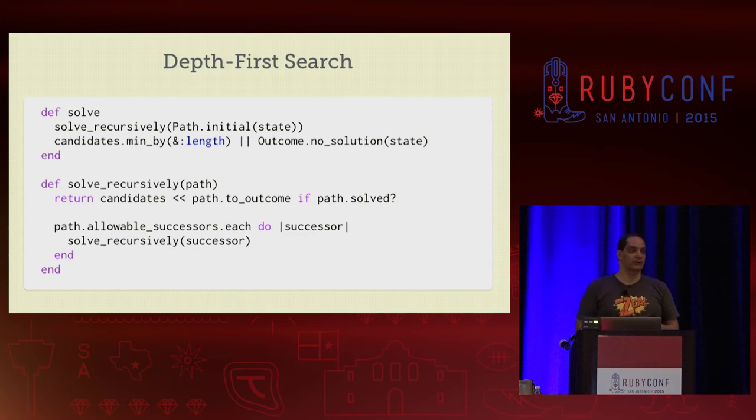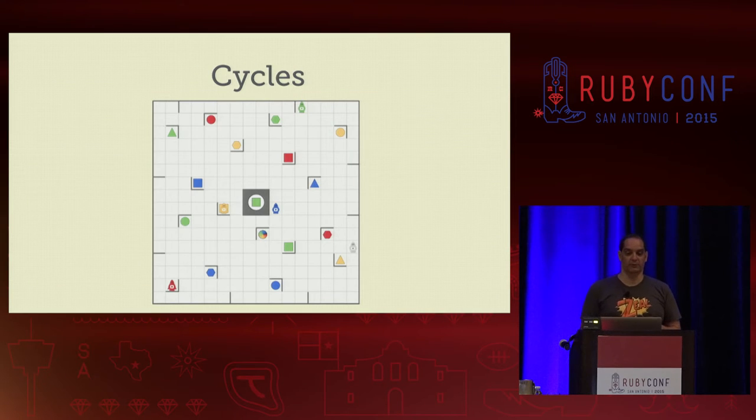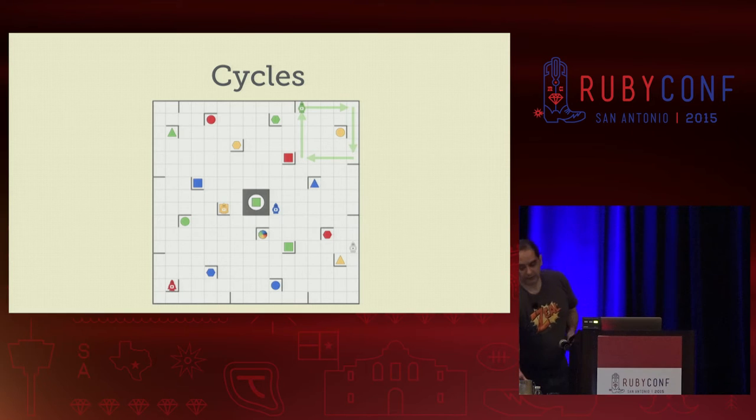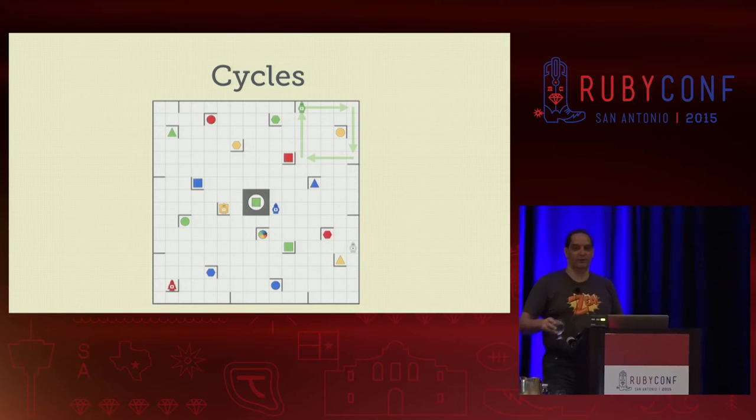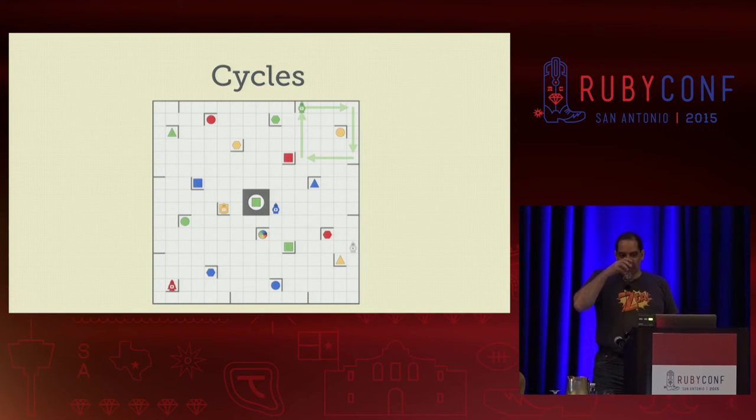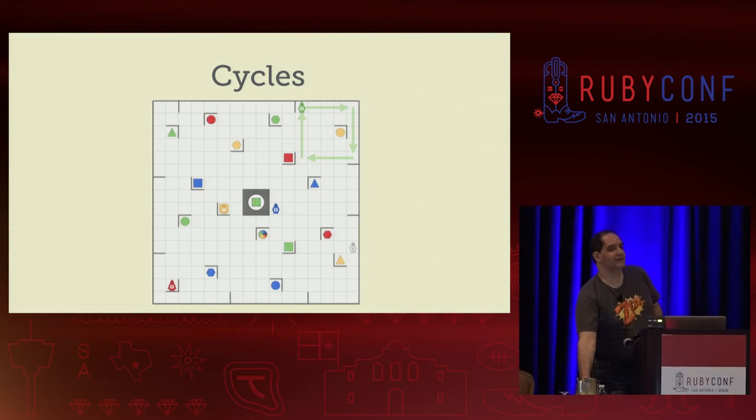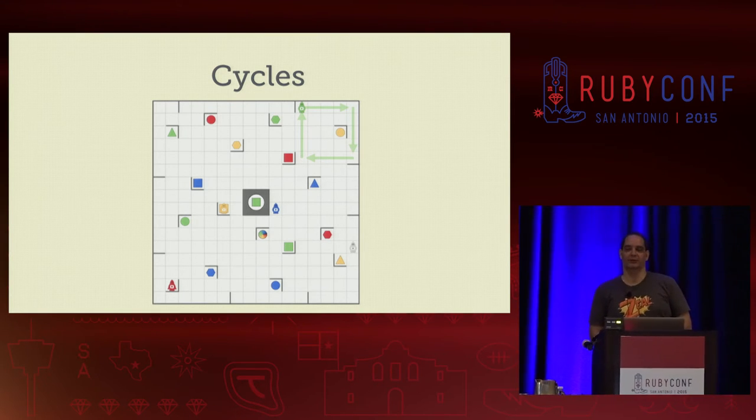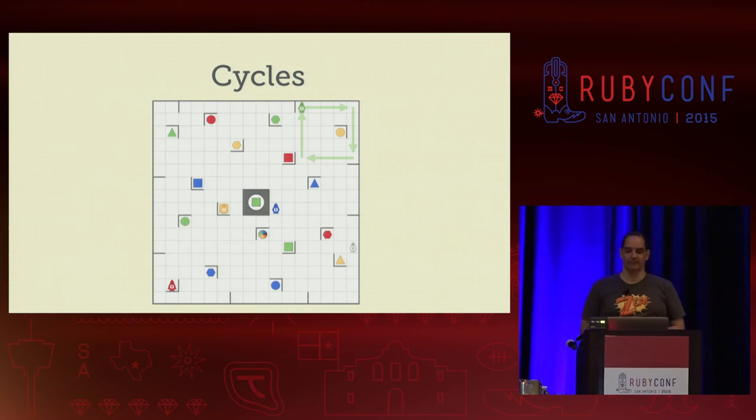Now, you might notice that there could be some problems with this algorithm. For example, you can get into cycles on the board. So the green robot's up there on the upper right, and it can get going around in circles. And if you have a naive depth-first search algorithm, it's never going to finish, because that robot's just going to keep going around in circles and you're never going to stop. So you have to build in some kind of cycle detection.